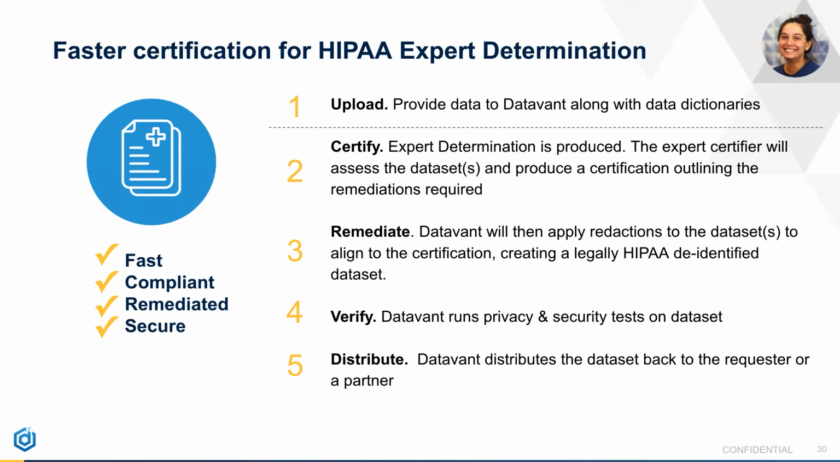In traditional certification, this is where the process ends, but we know that the bulk of the work is often applying that certification to your data set, which means redacting the data in a number of different ways. For example, taking a 5-digit zip code and making it 3 digits, to use a simple example. And so Datavant actually does that work of applying the redactions to the data set to make sure it aligns to the certification to create a legally HIPAA de-identified data set. In addition to that, we'll run a variety of validation checks to ensure that there's no identifiable data inadvertently being passed through. And then the data is ready for you to use.